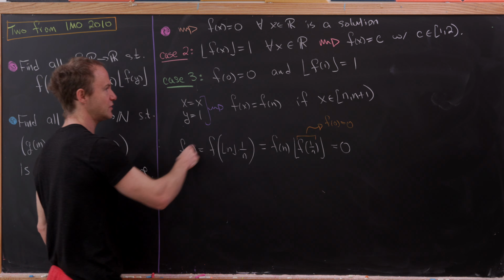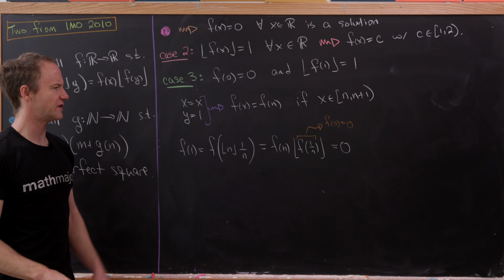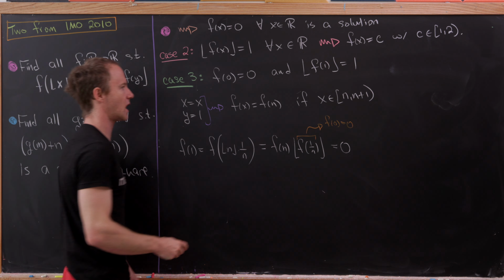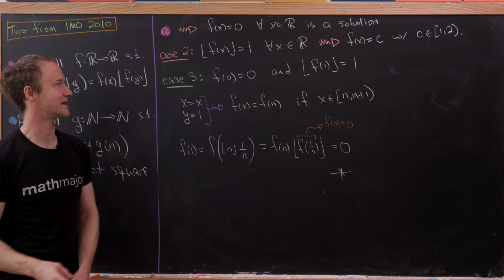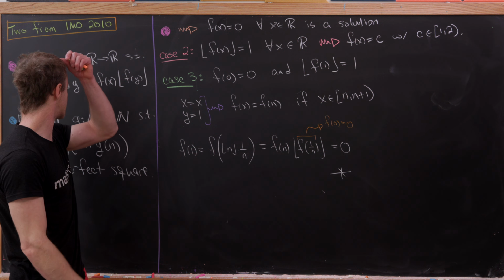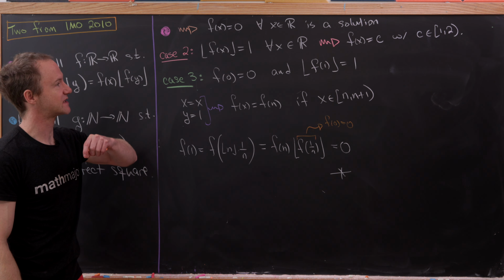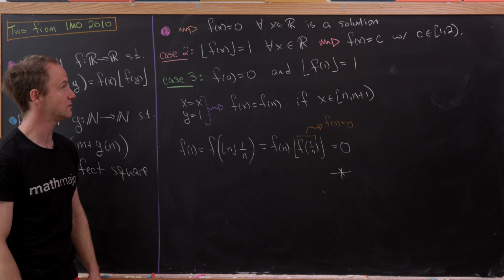But we assumed that the floor of f of 1 was 1. But here we showed that f of 1 had to be 0. So that's a contradiction. So that means that, in this case, we do not get a solution, leaving us with only these two solutions. We have this case where f of x is a constant between 1 and 2, and then we have this other case where f of x is always equal to 0. Okay, so now we're going to move on to this second functional equation.